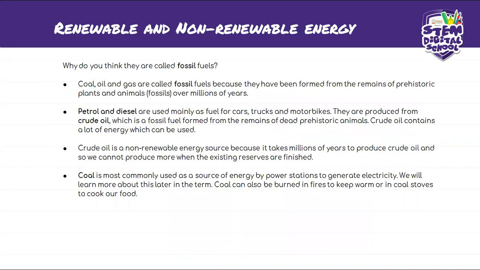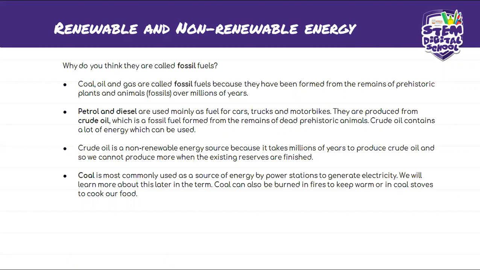Yesterday we just spoke briefly about fossil fuels. Now let's look at why you think fossil fuels are called fossil fuels. Coal, oil, and gas are called fossil fuels because they have been formed from the remains of prehistoric plants and animals over millions of years.